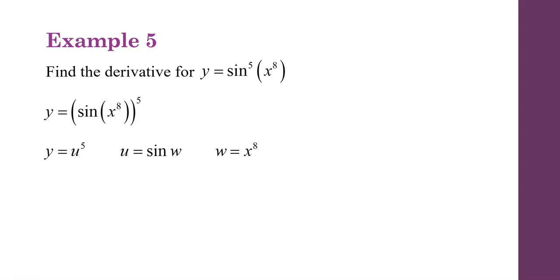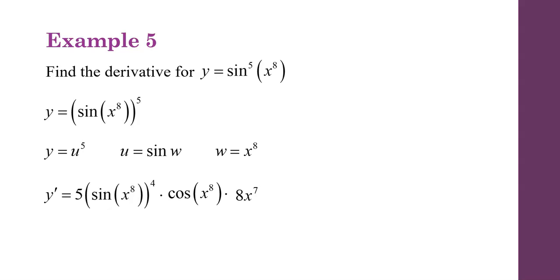So taking the derivative, we're going to start with u to the 5th. Derivative of u to the 5th would be 5u to the 4th. And then all the inside parts will remain the same. So it will be 5 sine of x to the 8th to the 4th. Then we're going to multiply that by the derivative of the second function, which is sine of w. And that would be cosine of w, with w being x to the 8th. So I get cosine of x to the 8th. And finally, we get to take a derivative of x to the 8th. And derivative of x to the 8th is 8x to the 7th. Right, so these are all multiplied together.